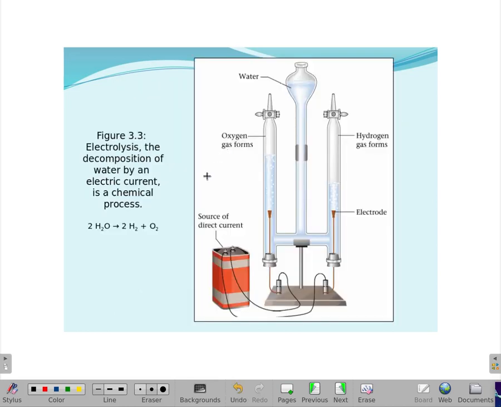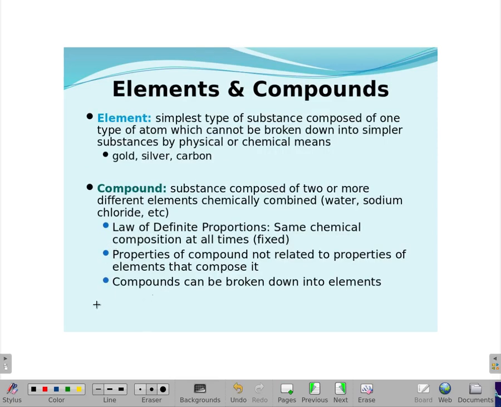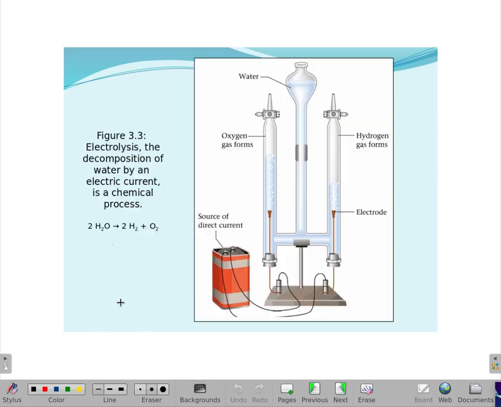All right, we're on to a different type of chemical process. So that last line did say that you can't break compounds down into elements. That's with physical means. Turns out with chemical means we can. Matter of fact, water can be turned into hydrogen and oxygen by running electrical current through it. And that's what they're showing in this little picture.